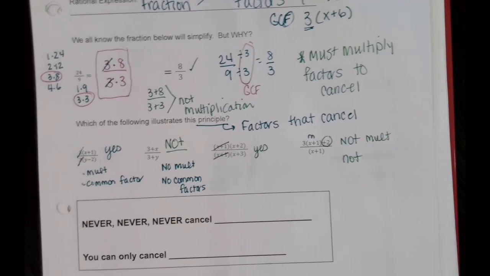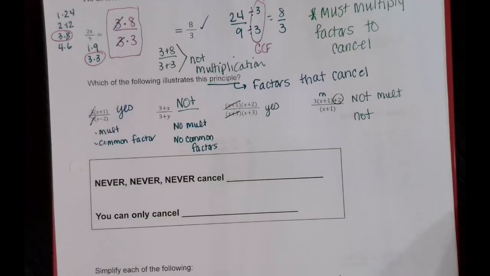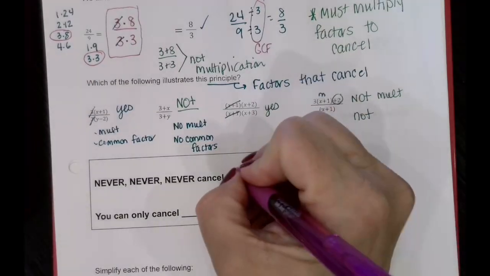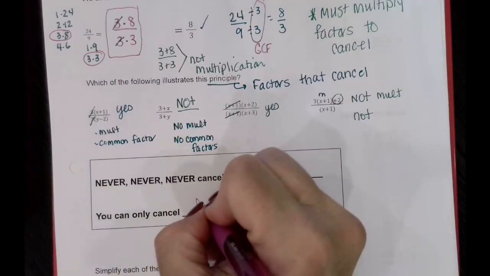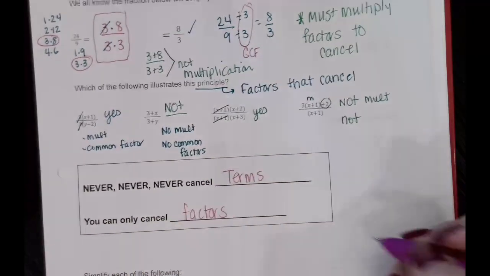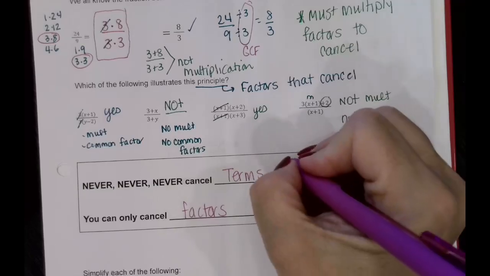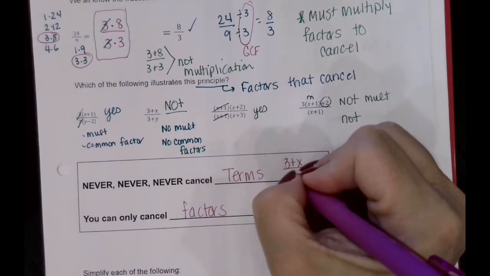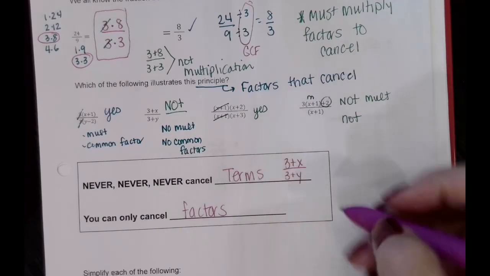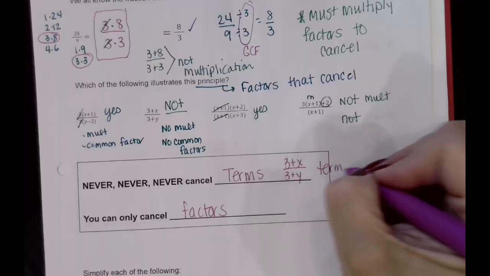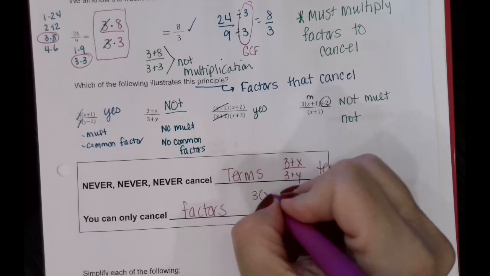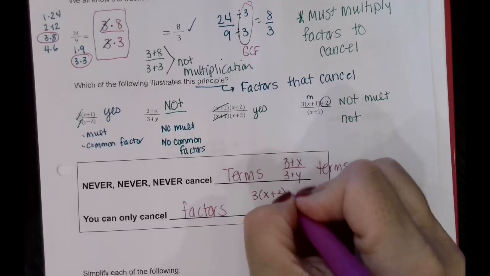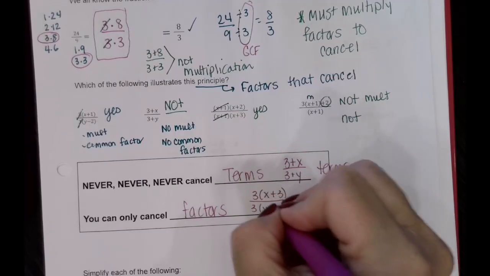canceling factors. All right. So the key here is that we never, never, never cancel terms. You can only cancel factors. And I'm gonna give you an example of what this looks like. 3 plus x over 3 plus y. These are all terms. Now, this is different than factors. 3x plus 3 over 3y plus 4.